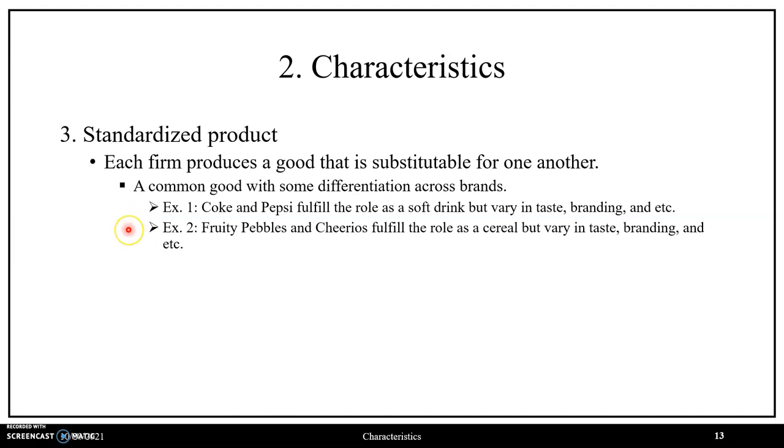Likewise, a second example would be Fruity Pebbles and Cheerios in terms of fulfilling the role as cereal, but they vary in taste and branding as well, where Fruity Pebbles are rather sweet and Cheerios are rather bland. Fruity Pebbles are likely to be targeted at the youth in terms of advertising, whereas Cheerios will be more neutral in terms of its branding and more accessible for everybody.